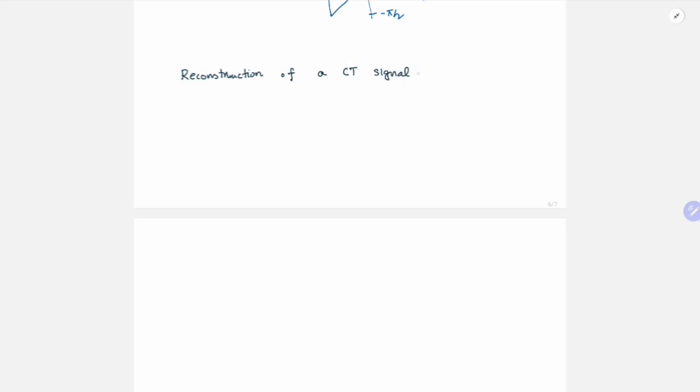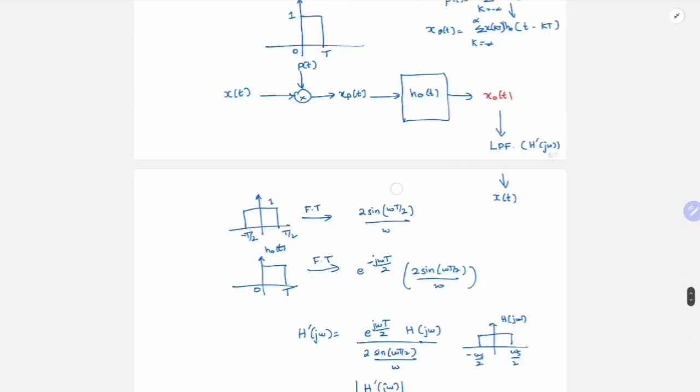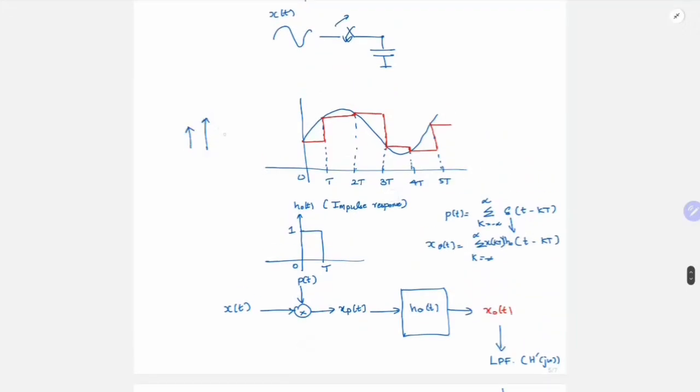So next we'll study more elaboration of this concept, which is nothing but the reconstruction of a continuous time signal from its samples. And we call this method interpolation. So this was also a kind of interpolation only. What this is saying is, you create something like this from this, right? And then you pass it through some low pass filtering.